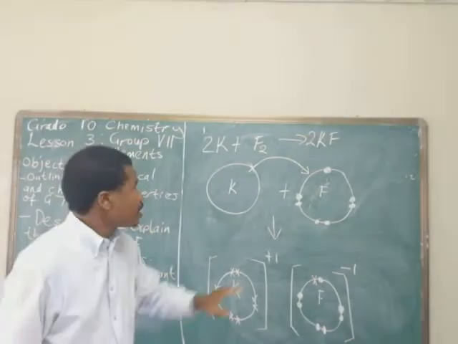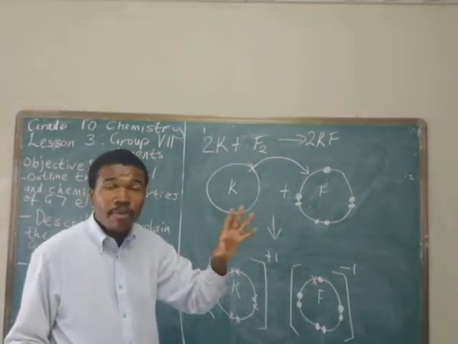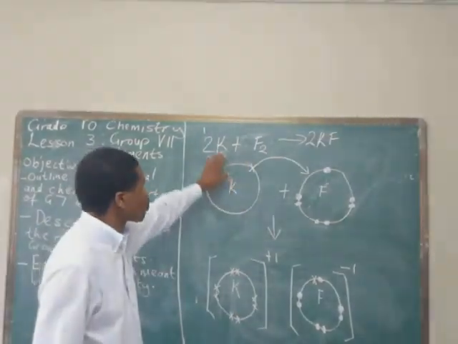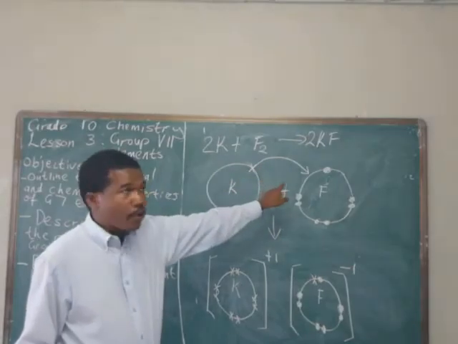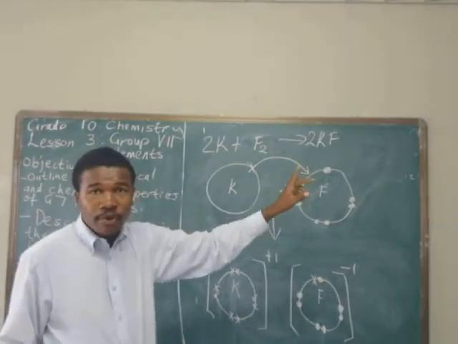Okay, so like I was saying, they can also react with metals, these group 7 halogens, these group 7 atoms. They can also react with metals to form ionic compounds, such as this one where you have potassium reacting with fluorine to produce potassium fluoride.